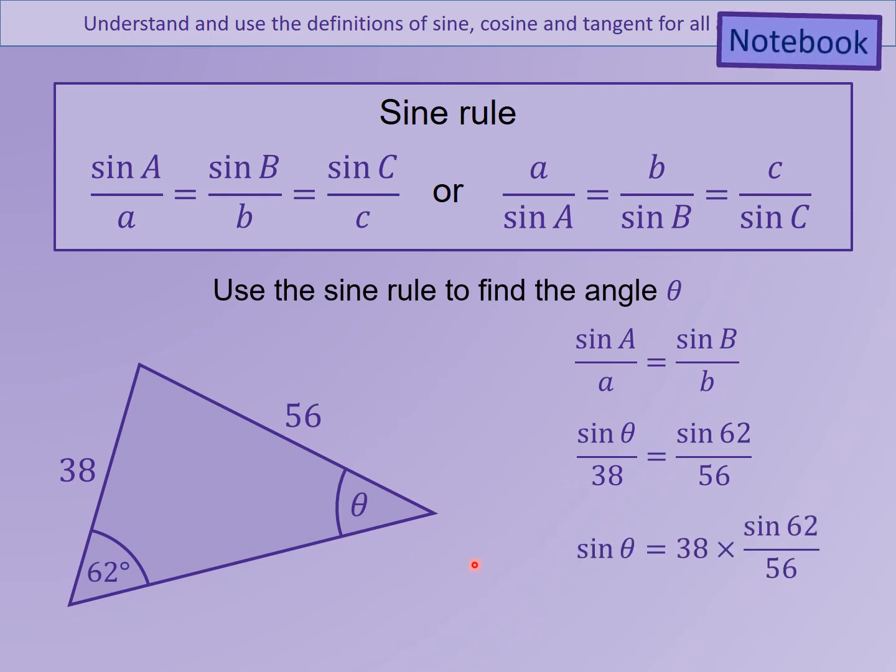So rearranging, I end up with sine theta is equal to 38 times sine 62 over 56. And then if I work through that and get myself a decimal, the inverse sine of that decimal ends up being 36.8 degrees.